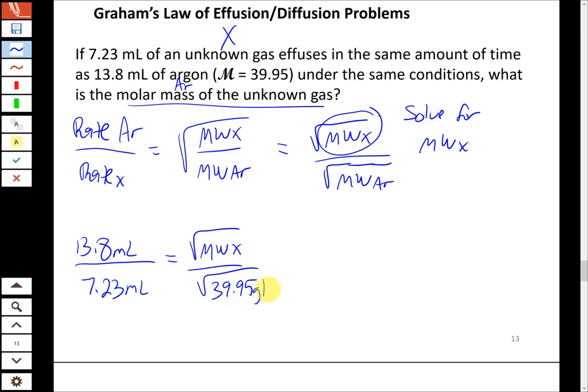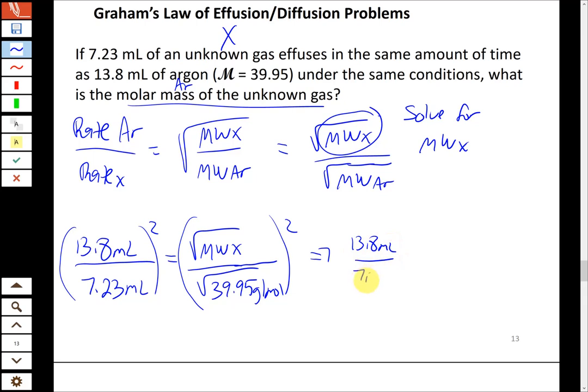Now we haven't done algebra yet that requires us to solve for something that's under a square root, so hopefully you remember how to do that from your math classes, but if not, the way we're going to do this is we're going to square both sides of the equation. That'll get rid of the square roots. And so then what we end up with when we take the square of both sides is 13.8 divided by 7.23, that whole thing squared. And then we cross multiply as well, we get rid of the square root sign when we square that side, so we're going to multiply that times the molar mass of argon. That's going to be equal to the molar mass of X.